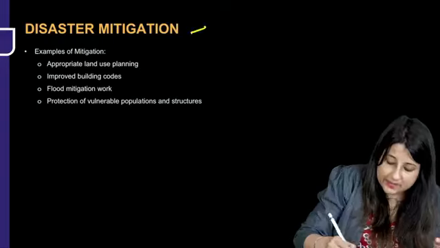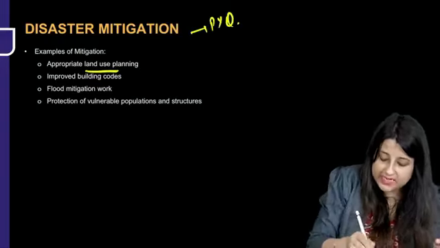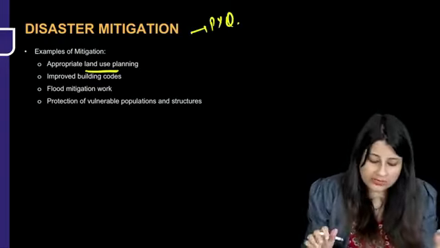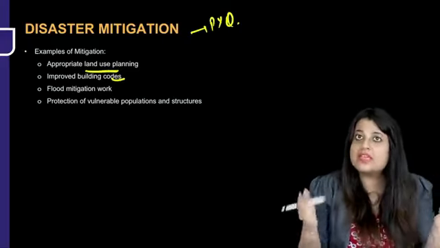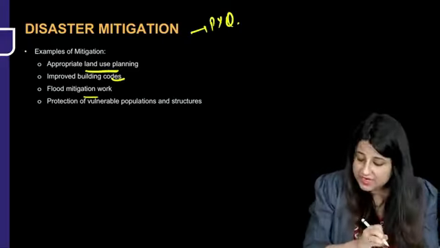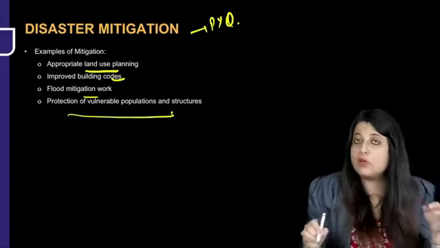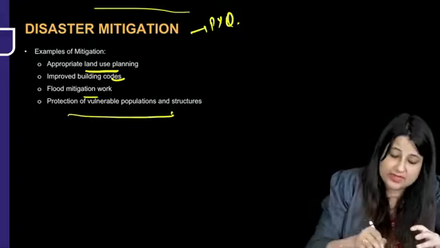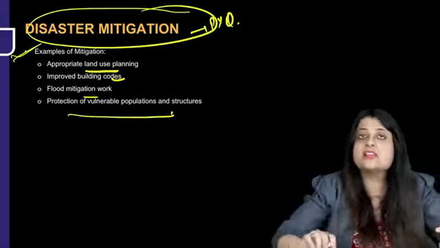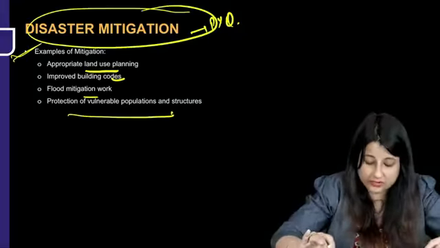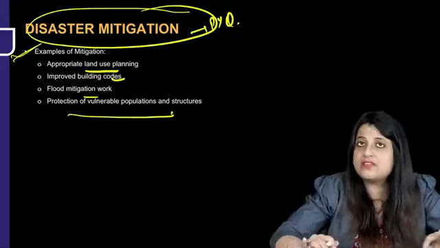So see, this is a PYQ. They ask you about appropriate land use planning or improved building codes, like making buildings earthquake resistant, flood mitigation works, or protection of vulnerable populations and structures. These are all examples of disaster mitigation. This is very, very important.